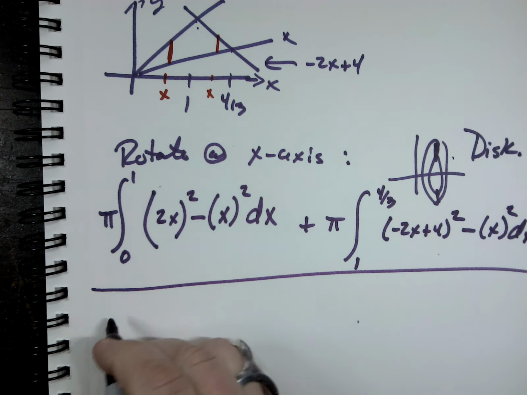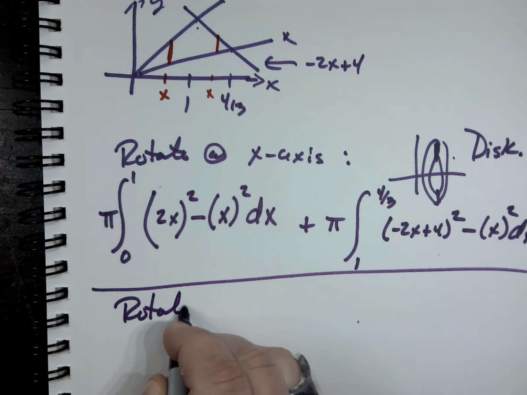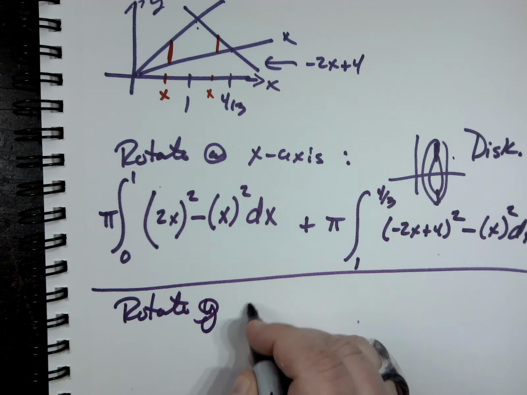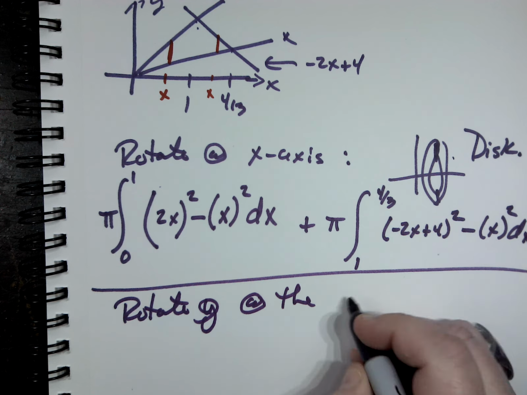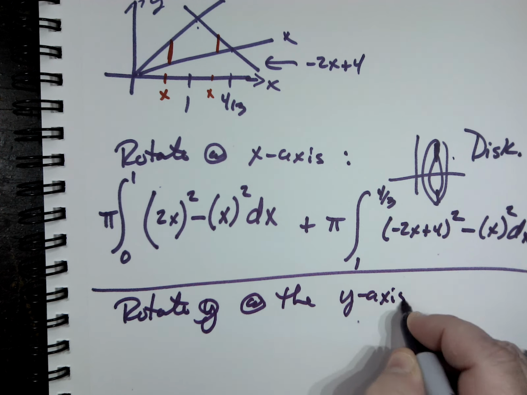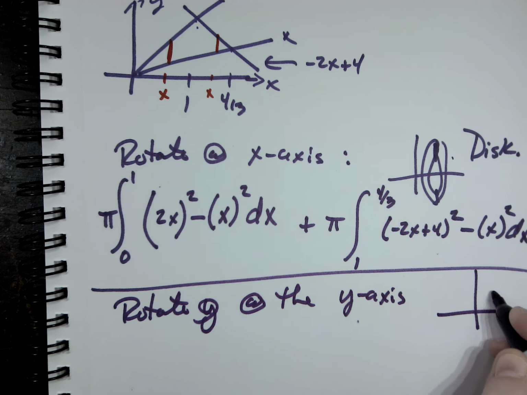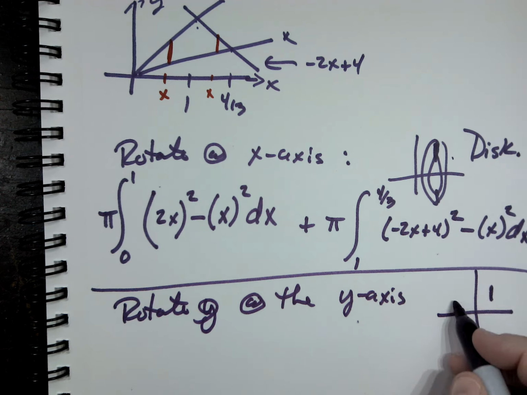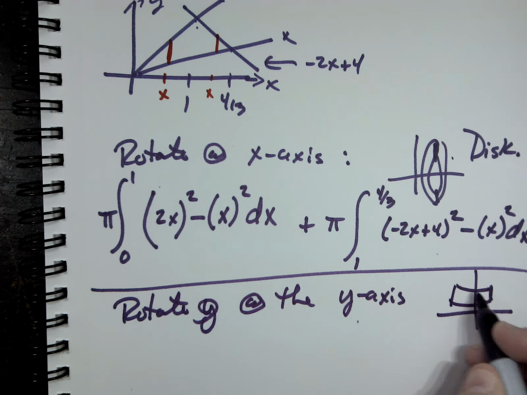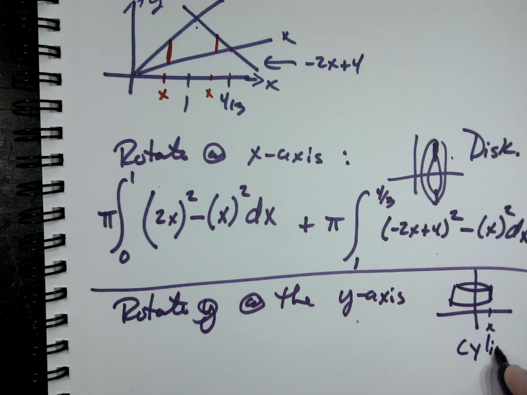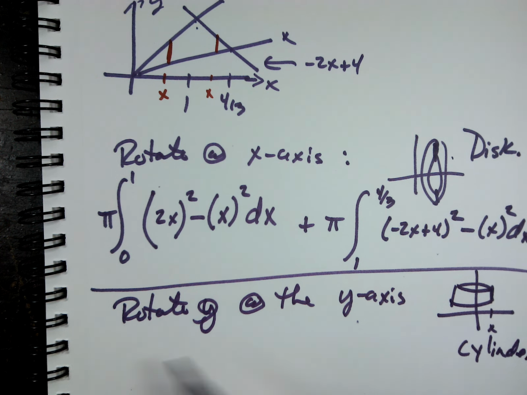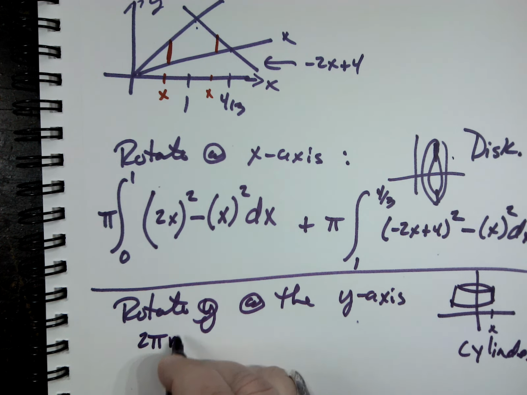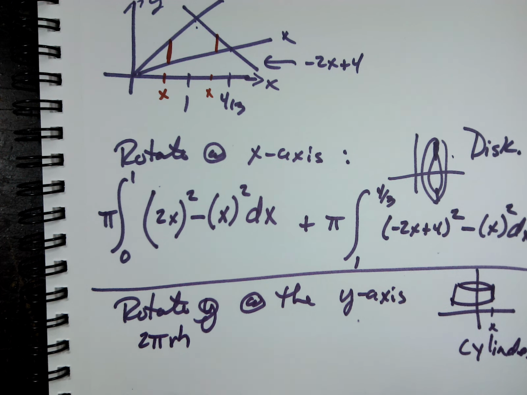Okay, now let's rotate about the y-axis. There's my little line floating in the air. If I rotate it around the y-axis, well, that's kind of lopsided. I have a cylinder. Cylinder is 2 pi RH. And we've got two different functions on top, so we have to break it up again.